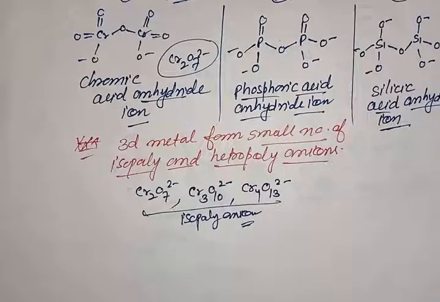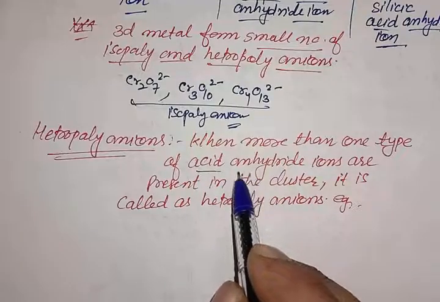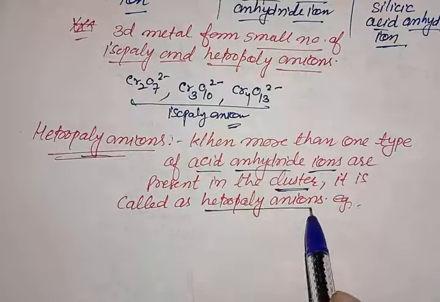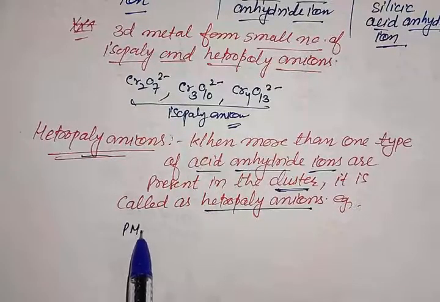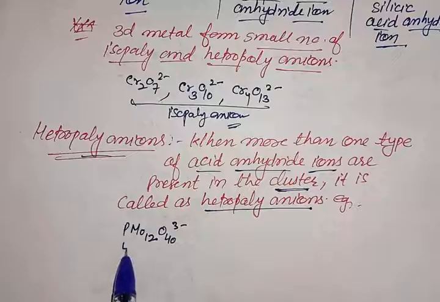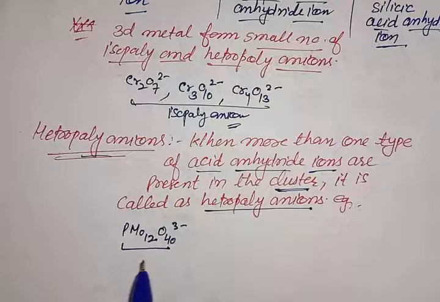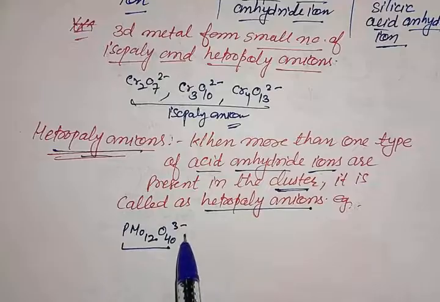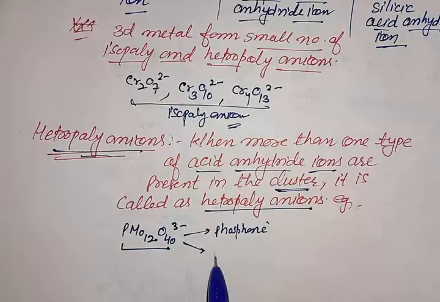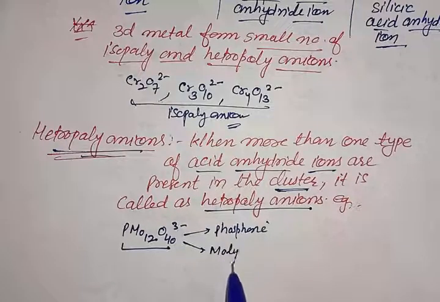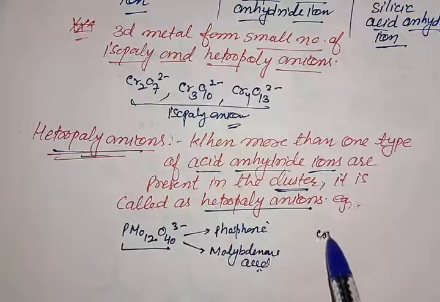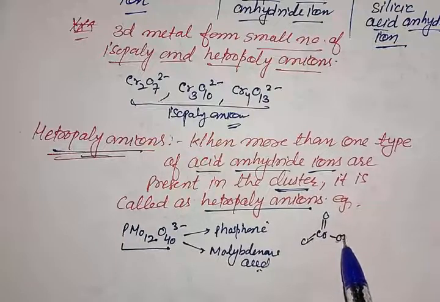Next one is the heteropoly anions. When more than one type of acid anhydride ions are present in the cluster, such anions are called heteropoly anions. For example, PMo12O40 3 negative. In this type of heteropoly anion, two types of acid anhydride are present, the phosphoric acid anhydride as well as the molybdenic acid anhydride.